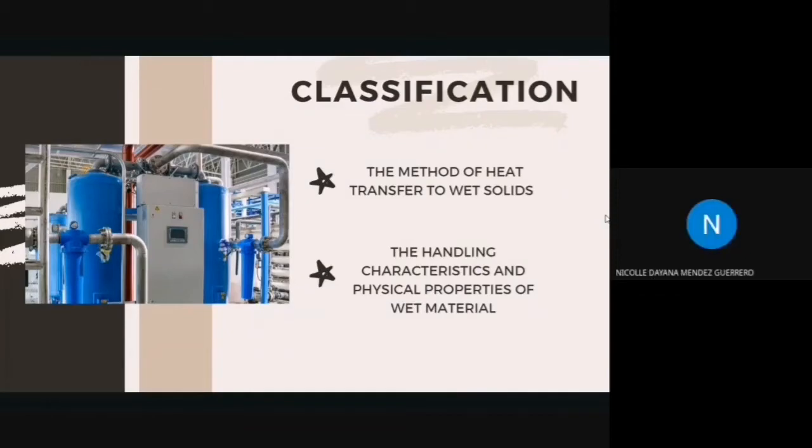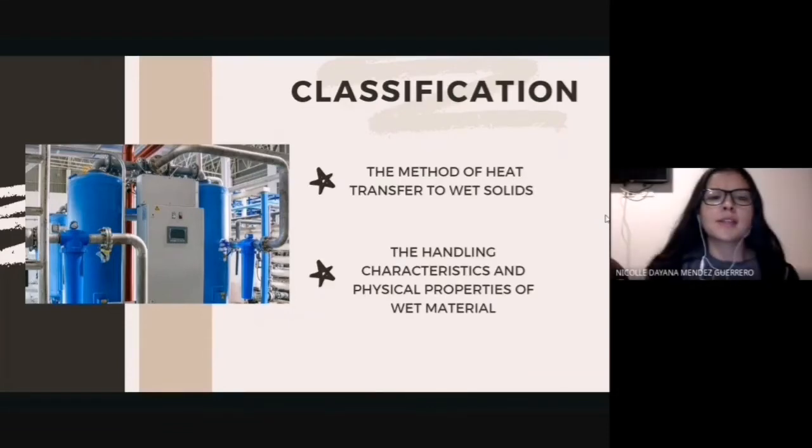Dryers can be classified by the method of heat transfer to wet solids, such as direct dryers, indirect dryers, and miscellaneous dryers, or by handling characteristics and physical properties of wet materials, such as batch dryers, continuous dryers, dryers for granular or rigid solids and semi-solid pastes, and dryers that can accept liquid feeds or suspensions. The first sorting method reveals differences in dryer design and operation, while the second is more useful for selection from a group of dryers undergoing preliminary consideration regarding a specific drying problem.